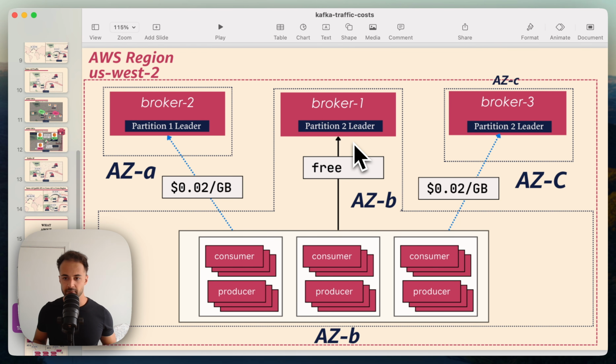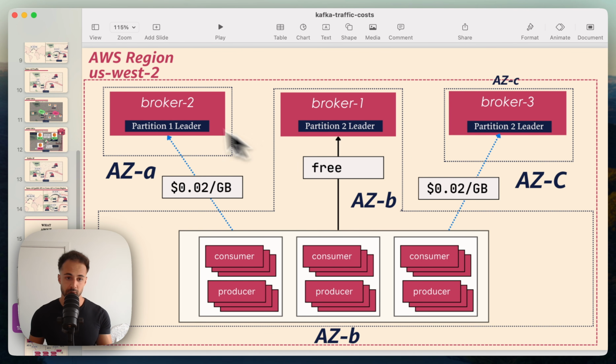But to simplify everything, I've used 3 partitions here. I have a typo, but it's partition 1, partition 2, partition 3. And all of your producers and consumers live in every AZ, but again, for simplicity, I'm just using one AZ here, which is AZ B. In AZ B, we have many consumers and producers, and they produce and consume from many partitions that live across availability zones. So you can see that the consumers and producers get to consume and produce for free from the partition leader that's in the same availability zone as them, which is B.